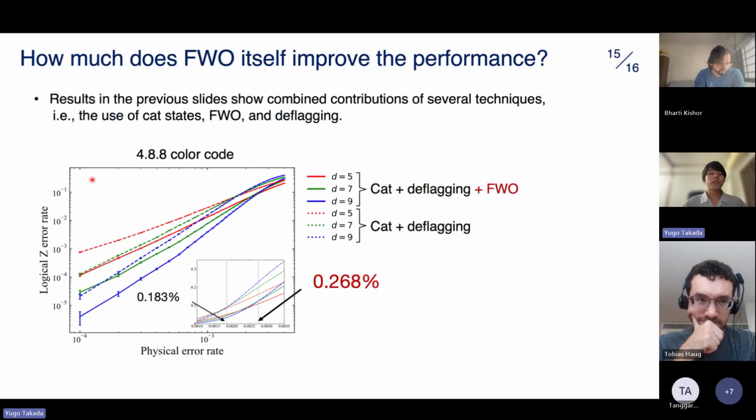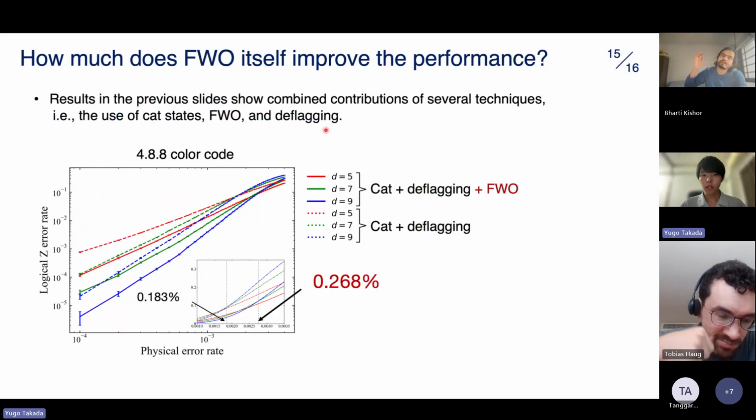In the previous two slides, I showed the result obtained by the combined contributions of several techniques, such as the use of cat states, FWO and deflagging. But we were not sure how much FWO itself improves performance, and we want to know it because FWO is the main proposal of this paper.